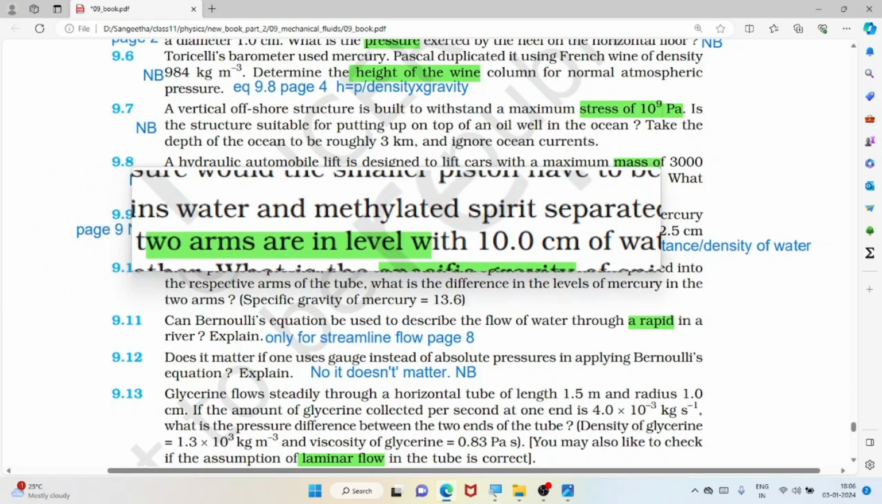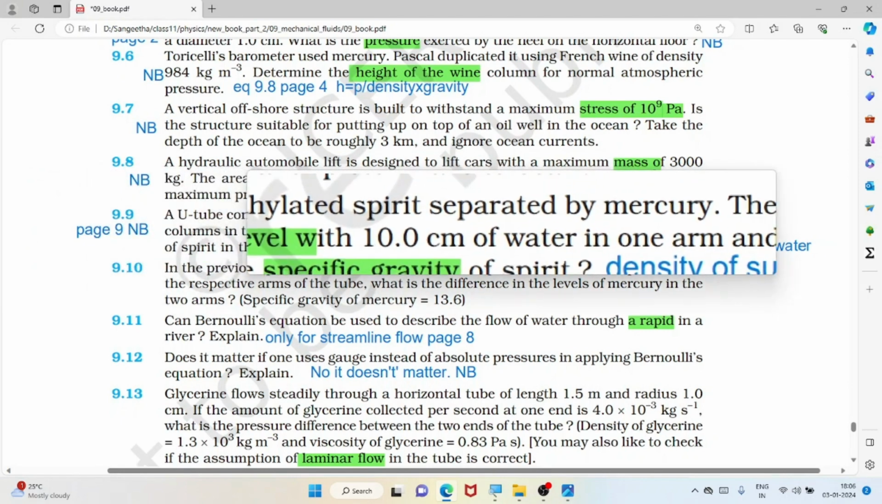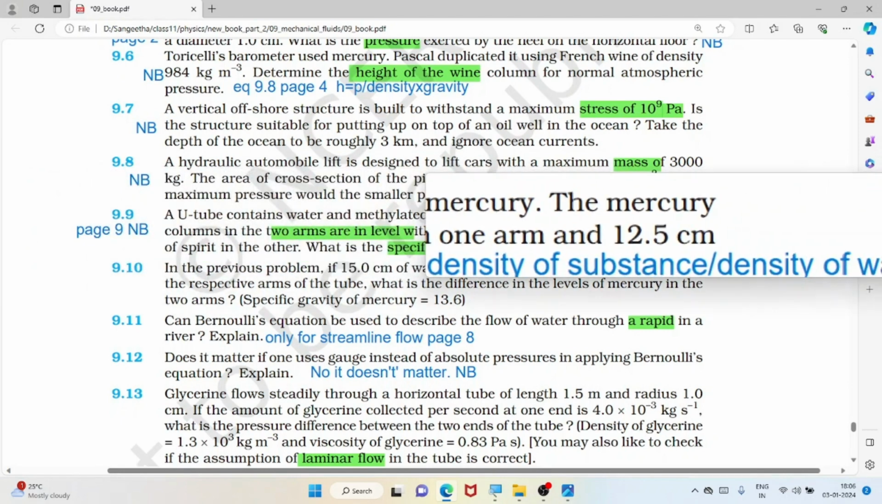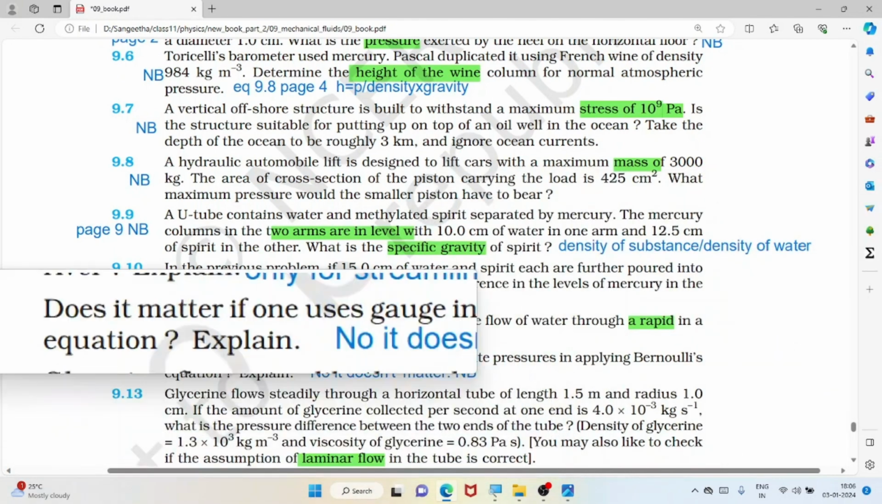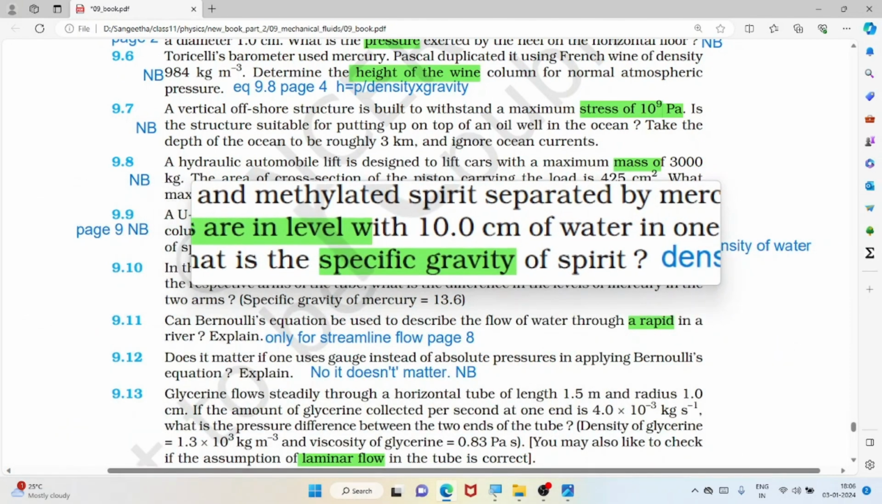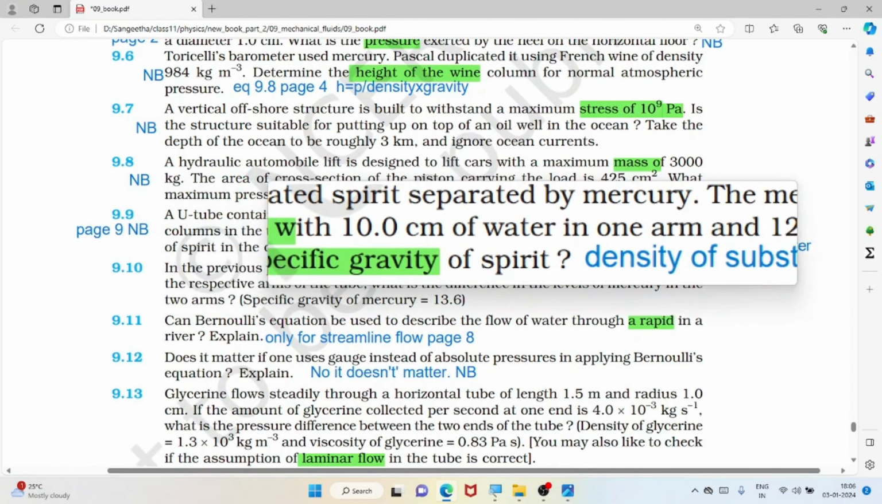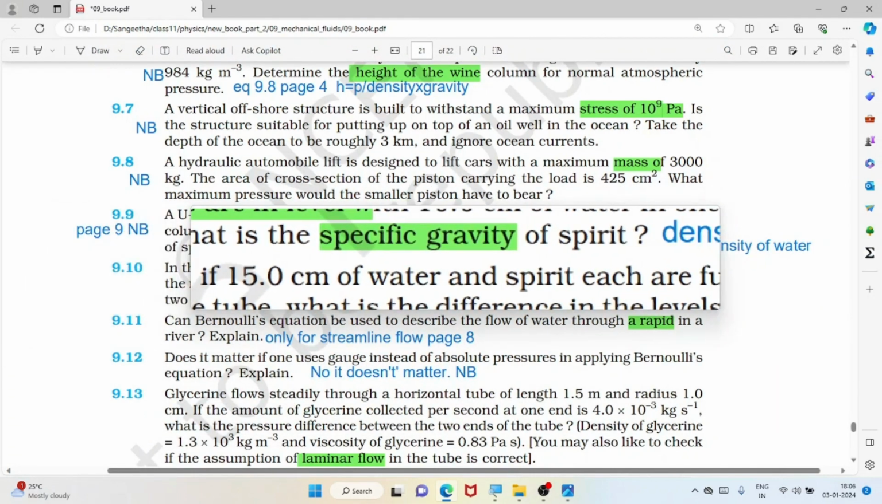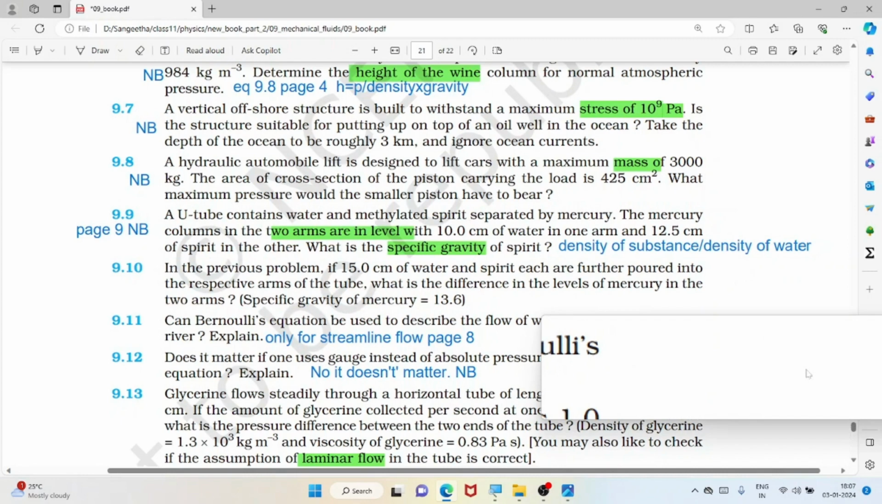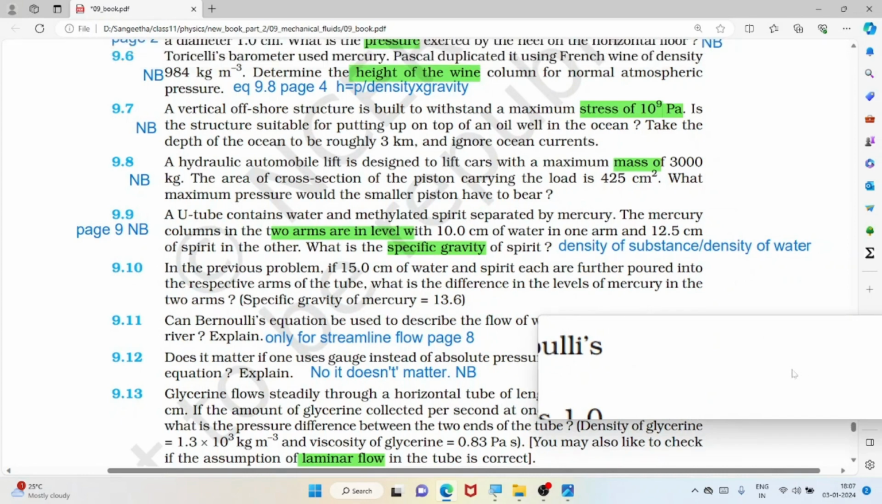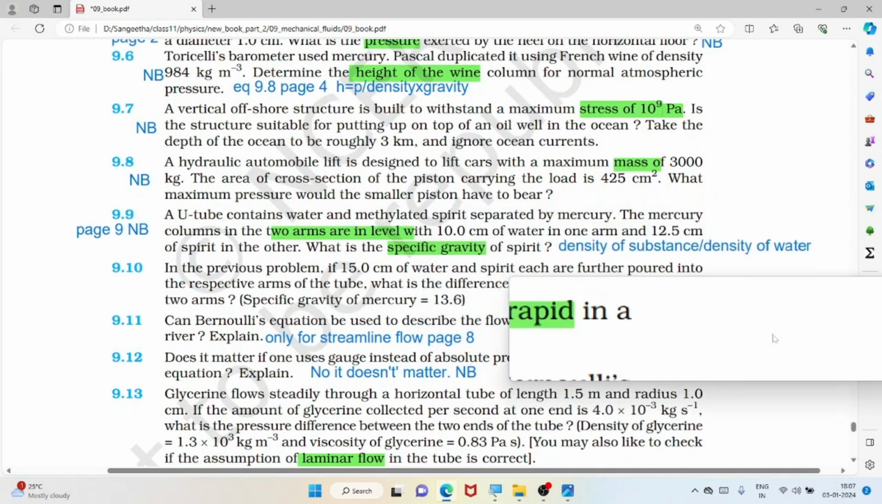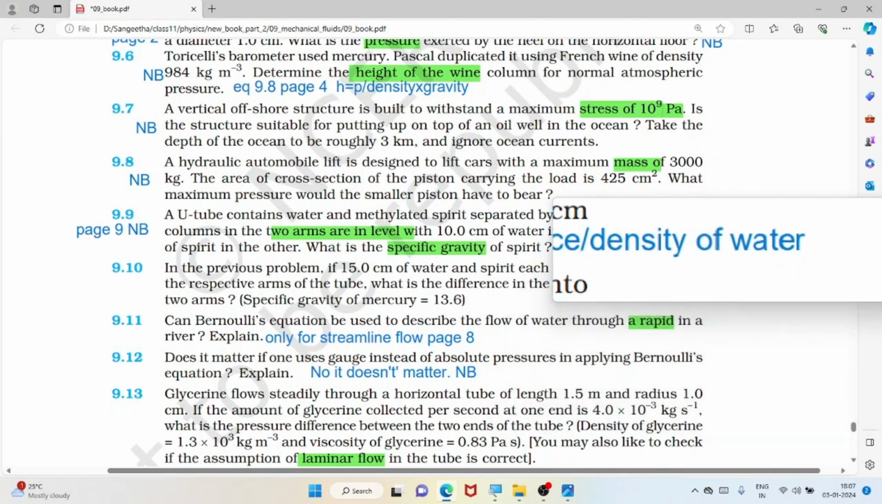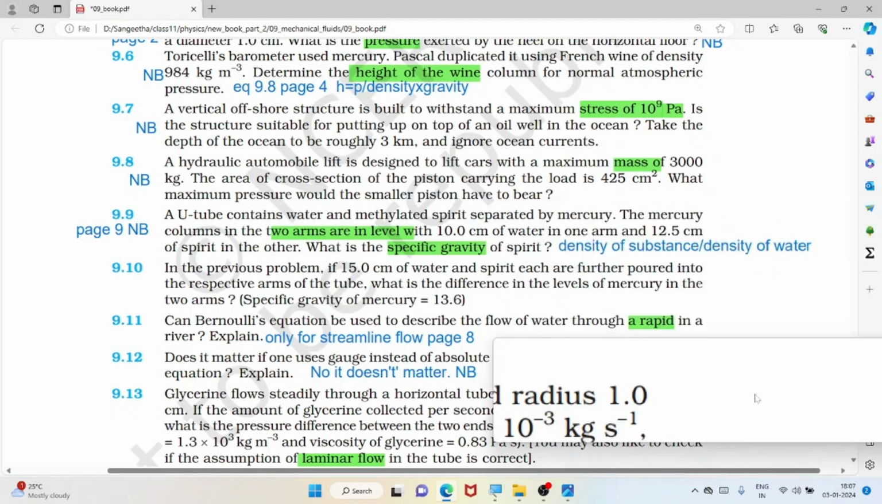Okay, a U-tube contains water and methylated spirit separated by mercury. The mercury columns in the two arms are 10 centimeter of water and 12.5 centimeter of the spirit. What is the specific gravity of the spirit? Specific gravity is the density of the substance, here the spirit, divided by the density of water.